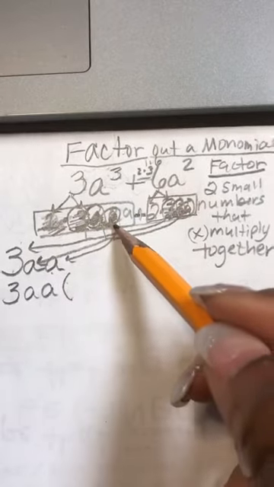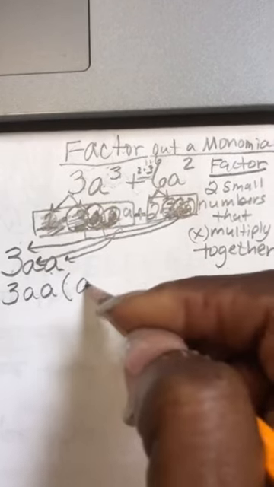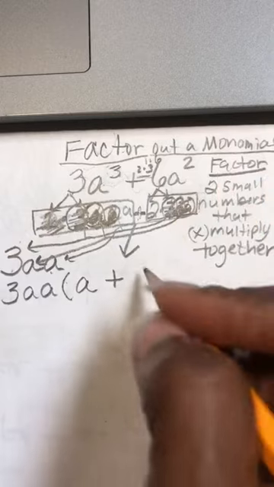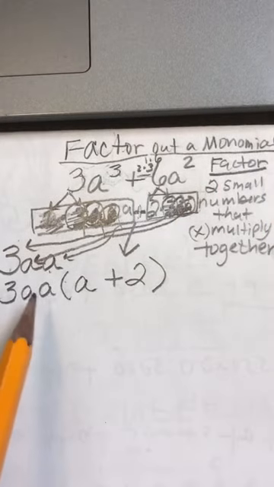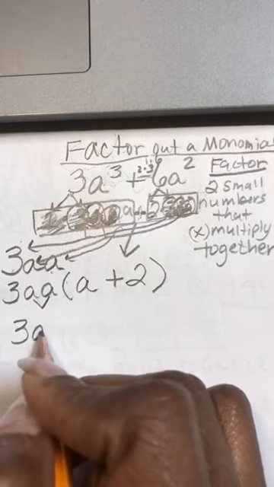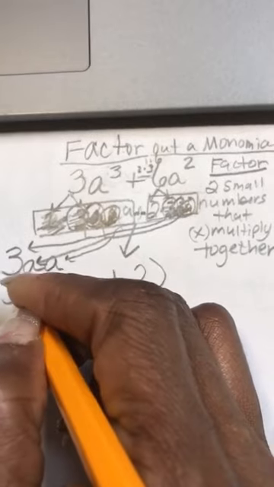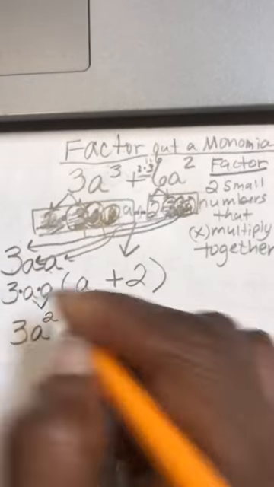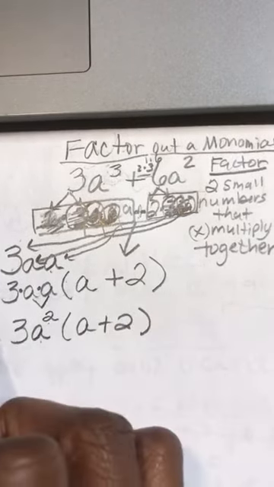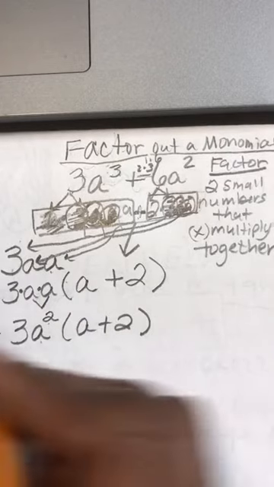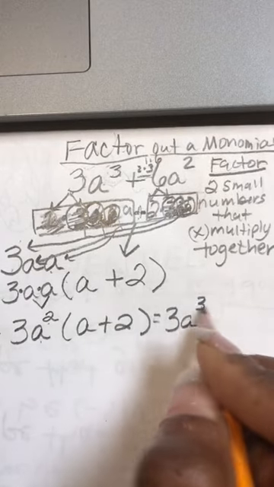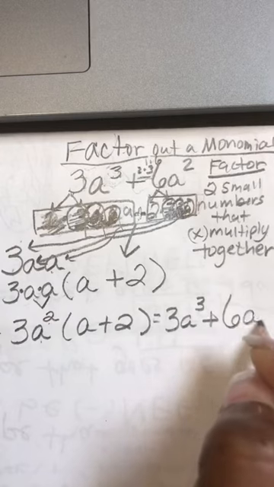I'm going to draw parentheses instead of a box. Inside this house I have an A left. Bring down my plus sign. In this house over here I see that I have a 2 left. Remember when you see 2 A's, we can leave it as 2 A's or we can just put them back together: 3A. And remember all this means multiply. So when you multiply, you have your exponent in the air. 3A squared times A plus 2 is the same thing as 3A cubed plus 6A squared.